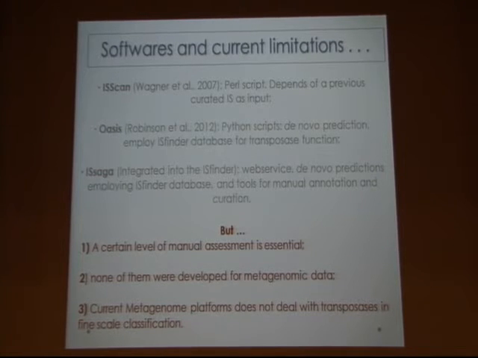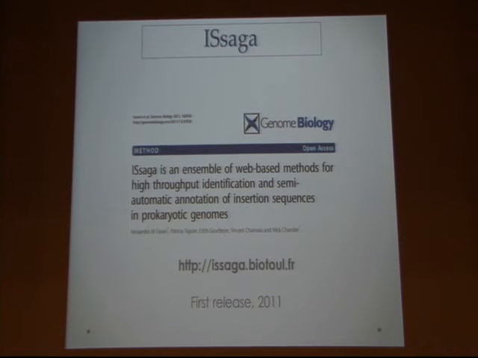And this is really important to identify these elements, because with this identification, we can also find how the transposition occurred and the nature of the biochemistry of the transposase, dependent on the presence or absence of each of these elements. Well, none of these softwares were developed for metagenomic data, and the most important point here is that current metagenome platforms do not deal with transposases in fine-scale classification. Mostly because we are talking about short reads generated by Illumina technology, Ion Torrent technology. Very small reads are not enough to identify the complete family and domains. That's why it's important to assemble these metagenomes to try to identify them.